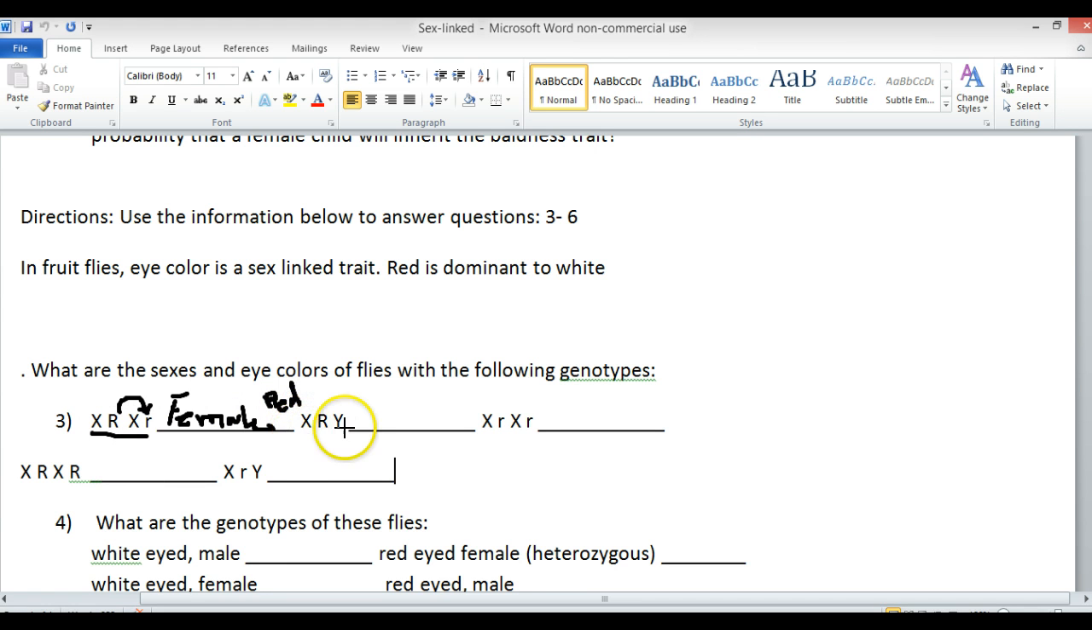Now here we have XY. We only have this one trait, so that's the only one that we're going to see, and that's going to be male with red. For this reason, males are the ones that express sex-linked traits more so than females do, because they only carry one of the genes. Whatever they have, they're going to express, and that's going to be male with red eyes.